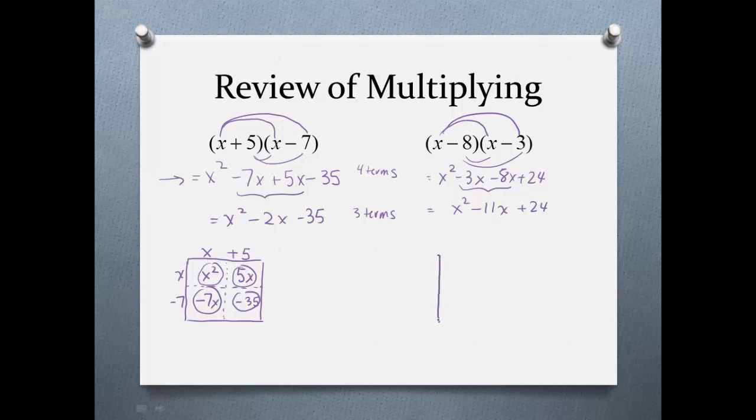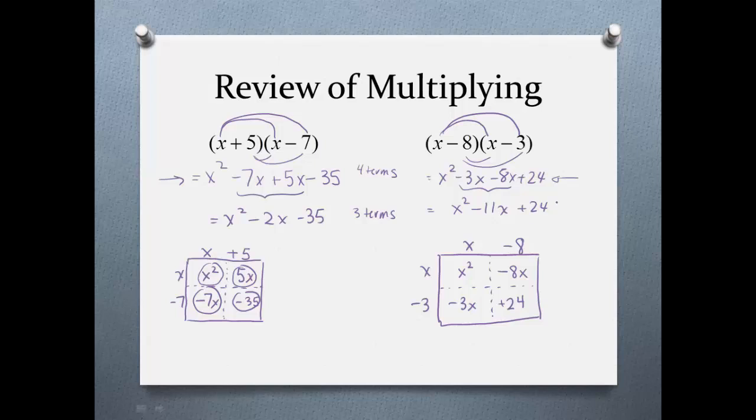And I'll show you the area model one more time. I take one binomial and put it on one side, the other binomial on the other side, and then I think of this as having 4 smaller rectangles inside that represent the 4 distributions. So x times x gives me x squared, negative 3 times x gives me negative 3x, negative 8 times x gives me negative 8x, and negative 3 times negative 8 gives me positive 24. And again, the 4 terms that I have inside the box are the same as the 4 terms that I have in this second line.